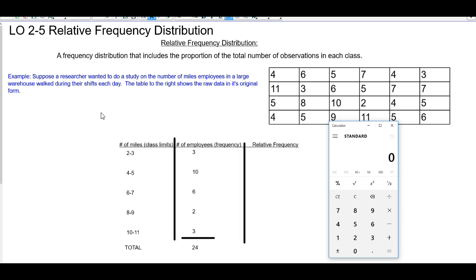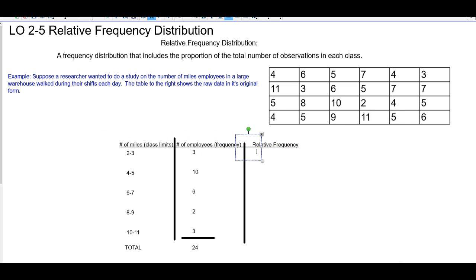For learning objective 2.5, we're going to go over how to calculate the relative frequency distribution. All it is, is a frequency distribution that has one additional column with the relative frequency. And the relative frequency, if you recall, is basically the proportion of the total number of observations in each class. And it really is a percent in decimal form.